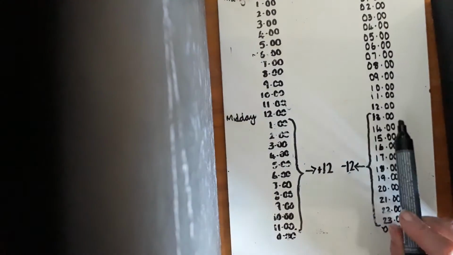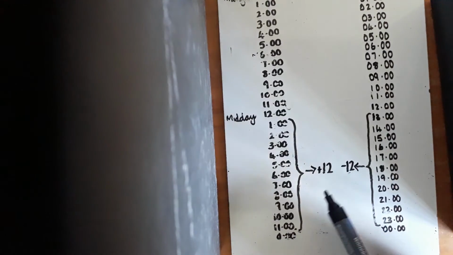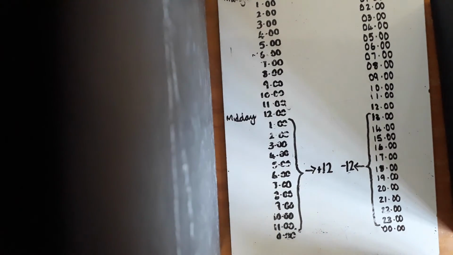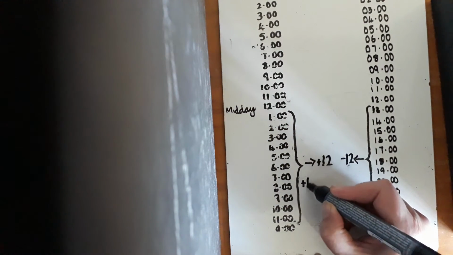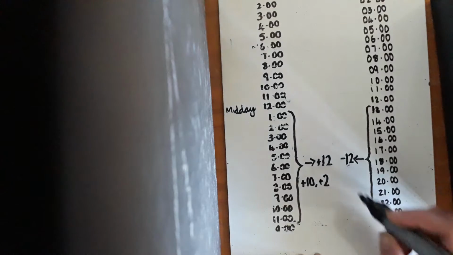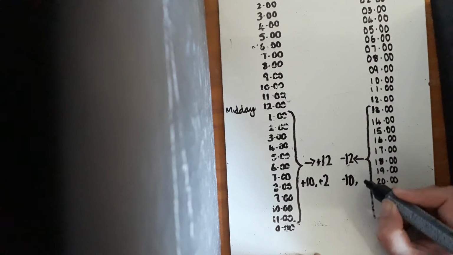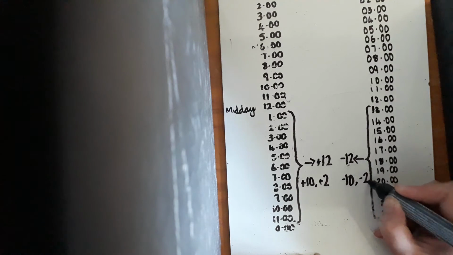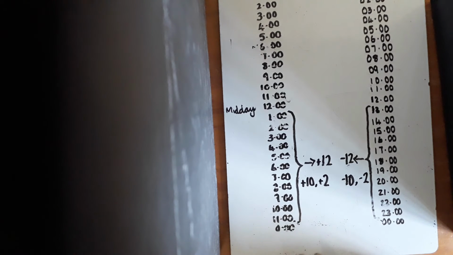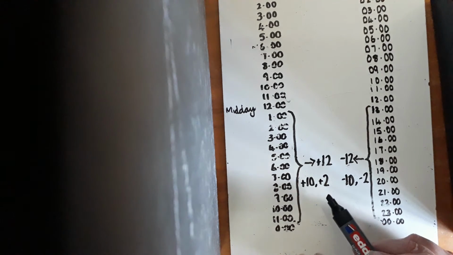But once it continues into the PM, you will need to add or subtract 12, right? And the easiest way to do that is to add 10 and then add 2, or if you're coming the other way, subtract 10 and then subtract 2. Because you should be able to do this in your head, right? And hopefully most of you will add 10 and then add 2 to the number.